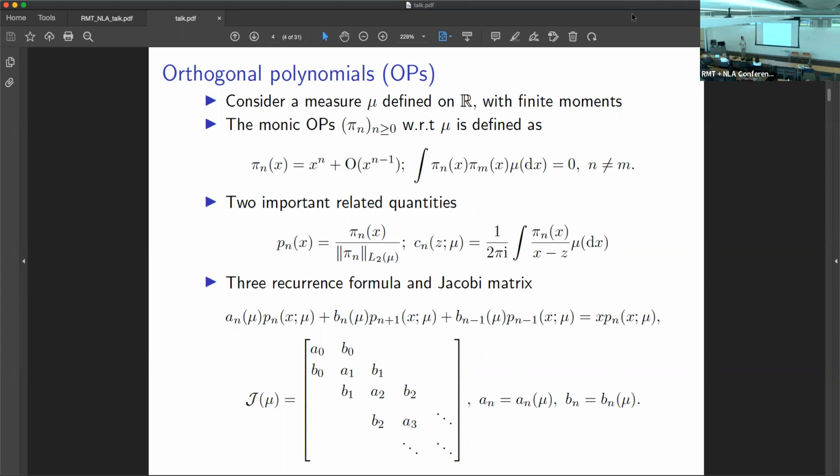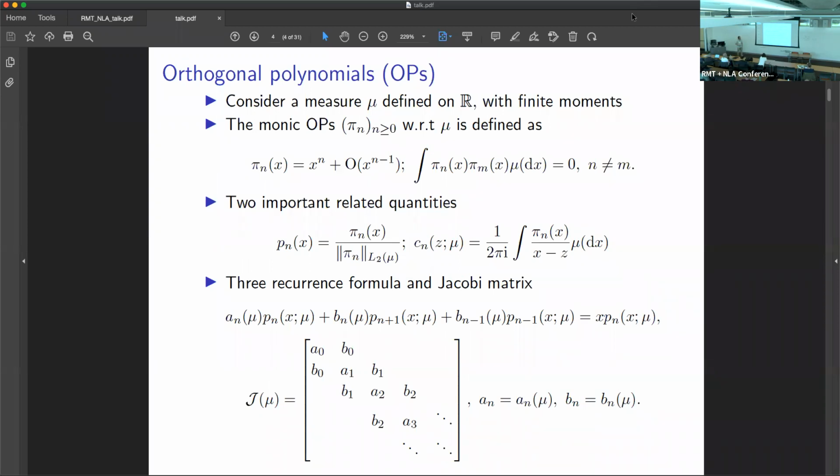Another associated quantity is the Cauchy transform. If n equals 0, it is closely related to the Stieltjes transform in random matrix theory, up to a factor of 1 over 2πi. So they are connected with random matrices via these quantities. Another remarkable relation is the three-term recurrence formula, which provides a way to describe the coefficients of these orthogonal polynomials. If you rewrite this formula, you can find a Jacobi matrix, which describes these orthogonal polynomials.